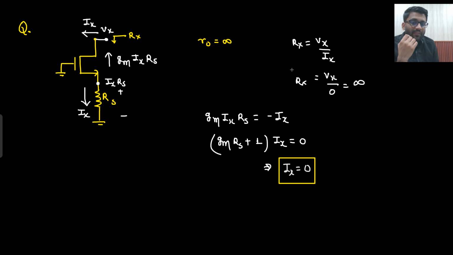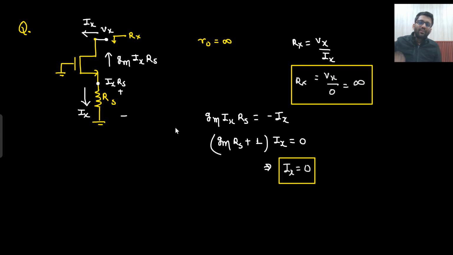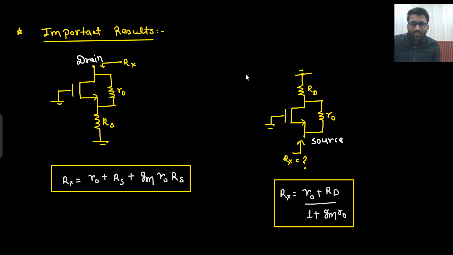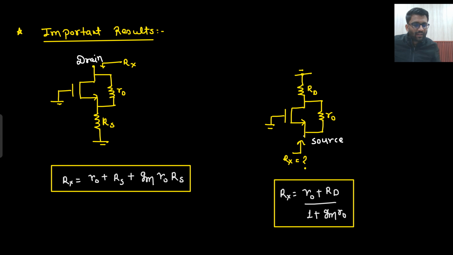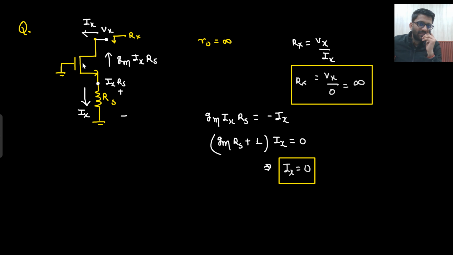So in the examination, if I am the paper setter, although I will never be, I will ask this circuit because I know that those who have studied it already remember this formula, R0 plus Rs plus Gm R0 Rs, a lot of students already remember this formula, but they don't remember this one, right?